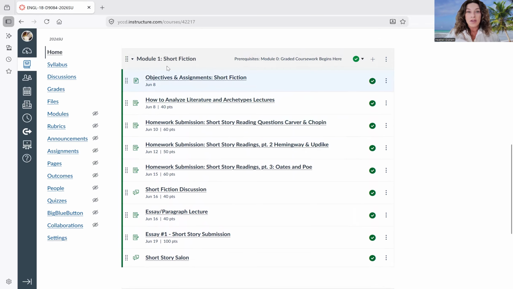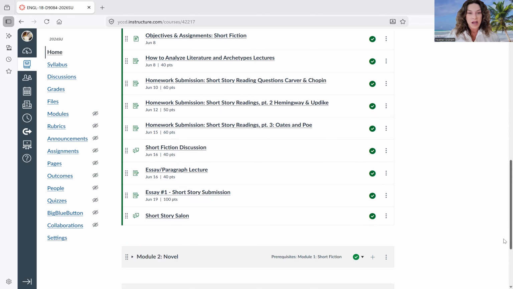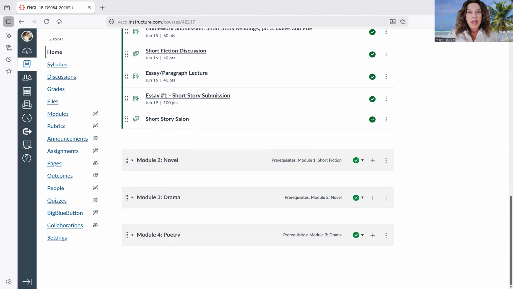Anyway, you have short fiction, you have your homework assignments, you'll have one required discussion post, and then the module ends with an essay. Every essay is the same length in this class, 6 to 8 paragraphs. And then there's a non-graded casual discussion area for peers to connect and discuss things a little less formally if you wish.